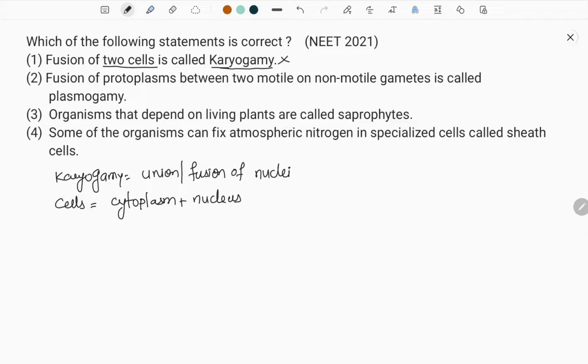Second, you see fusion of protoplasm between two motile or non-motile gametes is called plasmogamy. The main emphasis here is that fusion of protoplasm between two gametes, they may be motile or they may be non-motile. It is called as plasmogamy. Direct NCERT lines are taken here from textbook. So this is applicable to the fungi actually.